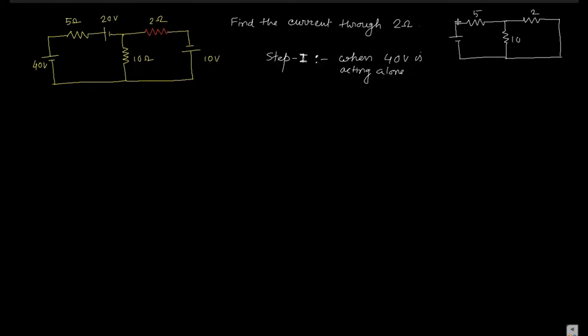Let I be the current supplied by this battery. This is the 40 volt. I is supplied by this battery, and in the 2 ohm resistance, I1 is flowing through it. So I1 is flowing through this 2 ohm resistance for the 40 volt battery. So what should we do? Here in the superposition theorem, we can apply the current division rule.